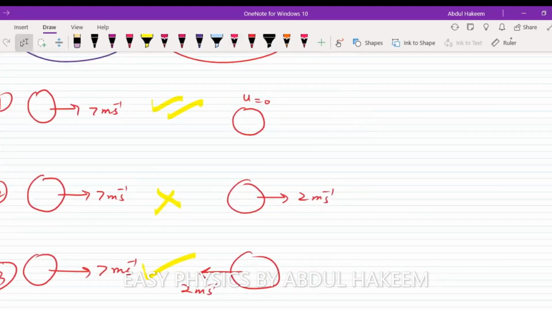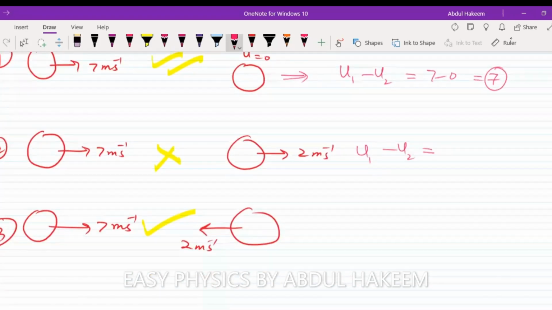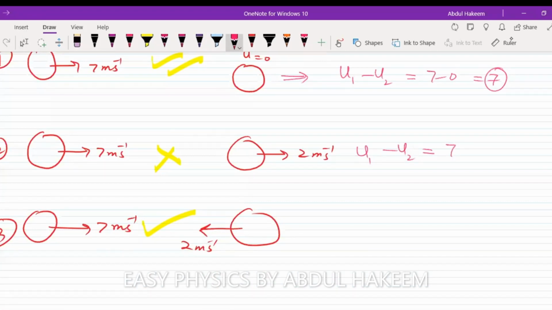Reason. Look at this. Relative velocity of approach is u1 minus u2. For this, 7 minus 0, the answer is 7. For this, u1 minus u2, this is 7, this is 2. So it's 5. And for this, u1 minus u2, 7. These are the velocities. So this is the negative velocity. So minus 2, this is 9. So greater the relative velocity of approach towards collision, stronger the collision.